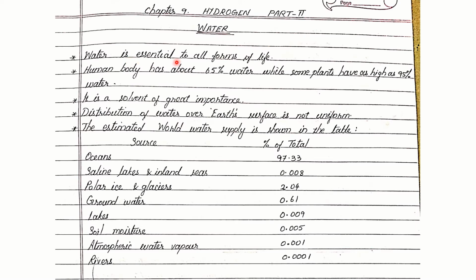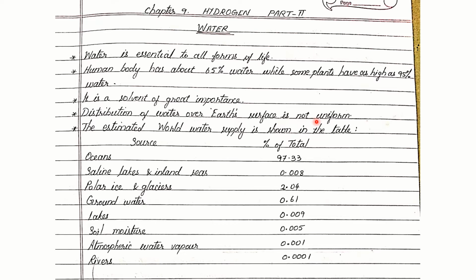Water is essential to all forms of life. A major part of all living organisms is made up of water. Human body has about 65% water, while some plants have as high as 95% water. It is a crucial compound for the survival of all life forms. So, it is a solvent of great importance. However, distribution of water over Earth's surface is not uniform.